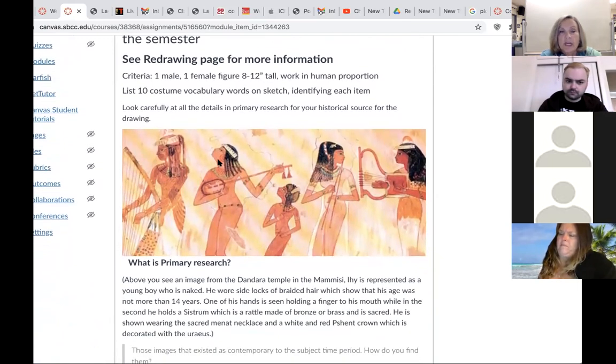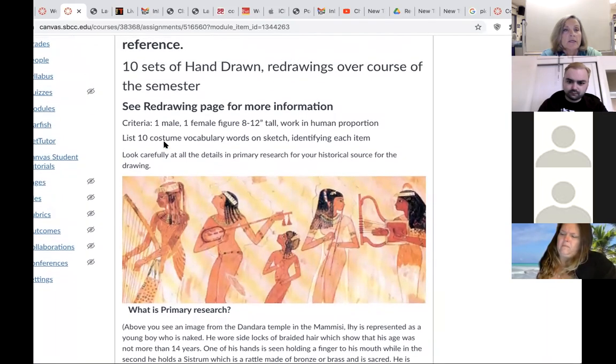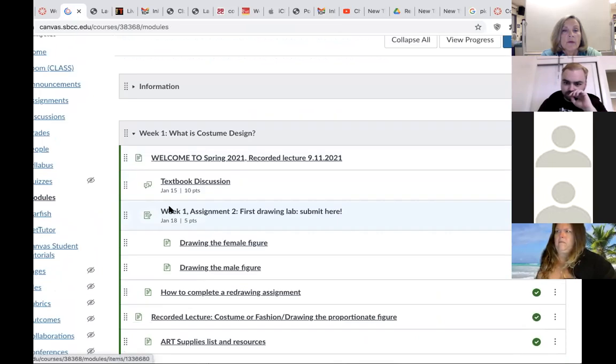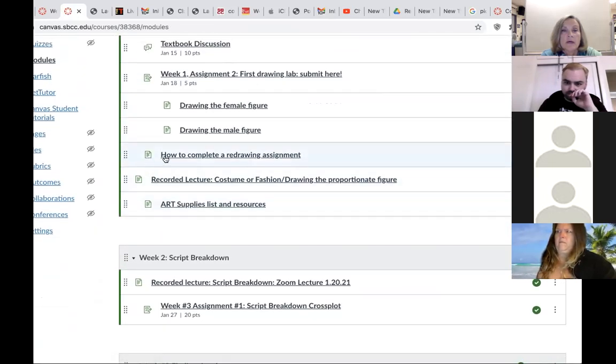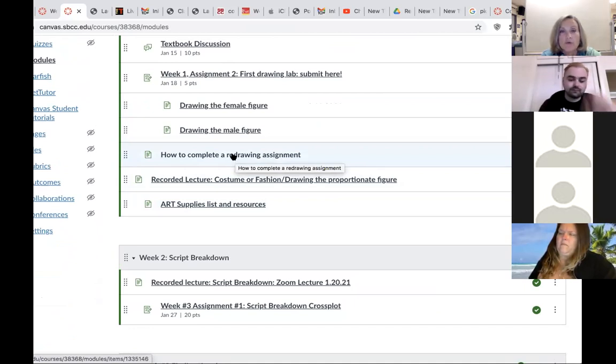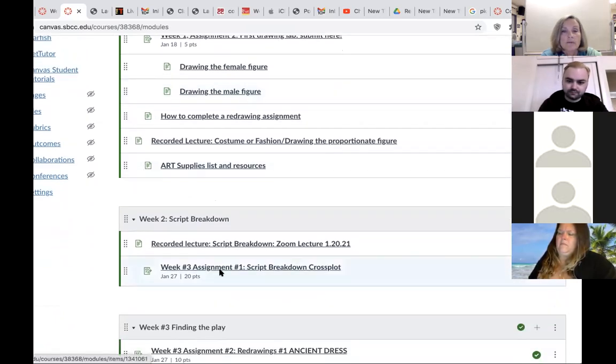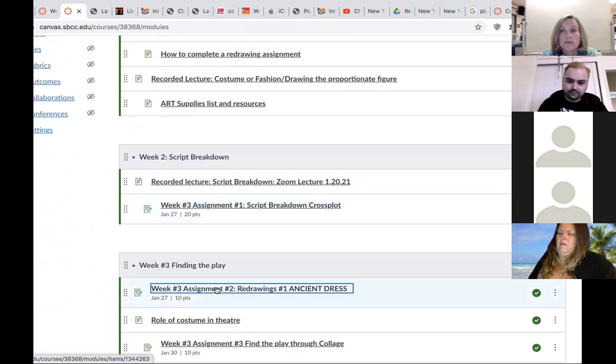See the redrawing page. Do you guys know how to look for your redrawing page, right? That is, we go back to modules. You can see how to complete a redrawing assignment. Okay, so that will give you all the information regarding redrawing that you need. And also you see your proportionate male and female figures, okay? And I'm going to go back to my assignment.